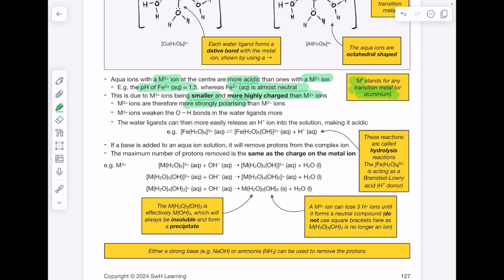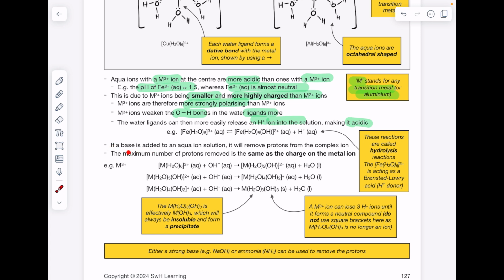They weaken the oxygen-hydrogen bonds in the water ligands more, and then the water ligands can more easily release an H+ ion into the solution, and it's that H+ ion which makes it more acidic. So the reason here explains why our M3+ ions produce solutions with lower pHs compared with M2+ ions, and fundamentally that's due to more H+ ions being donated.